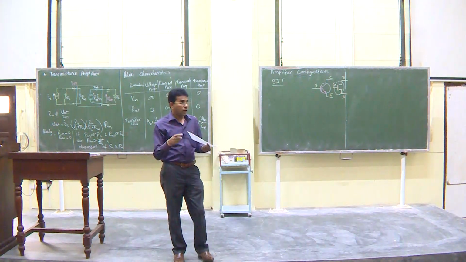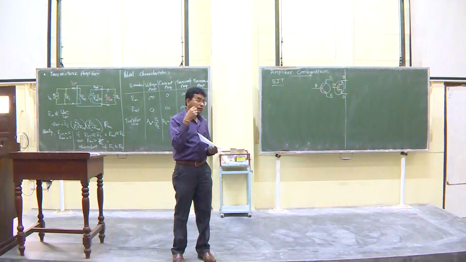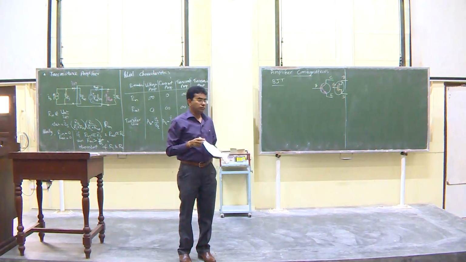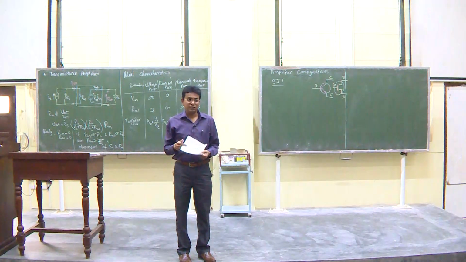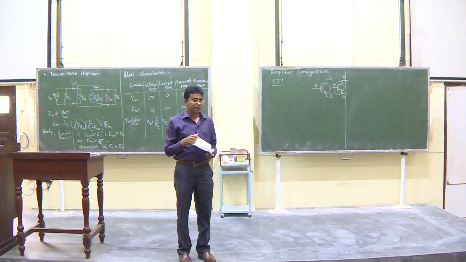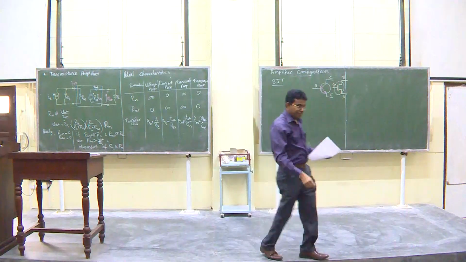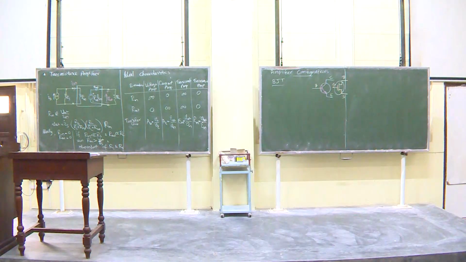Have you ever seen an amplifier with the emitter as the common terminal, collector as the input and the base as the output? I haven't. Why is that? Anyone? For 1 point? Anyone? Yes? Collector current depends on the base current. Is that why it is so?